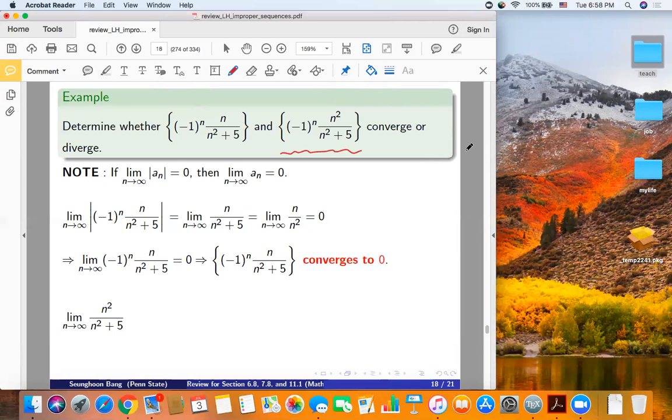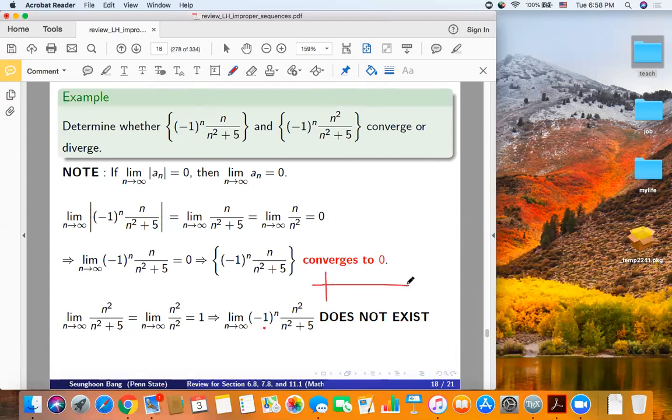So let me see. Here, the limit of n squared over n squared. We can think about only the positive one first. You have to ignore lower terms, cross them out, and the answer is 1. What is going to happen if we take minus 1 to n? This limit does not exist. What does it mean? So here, what is minus 1 to n? You can just sketch the graph.